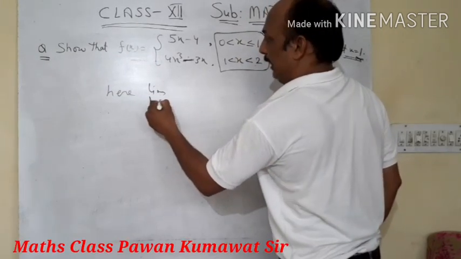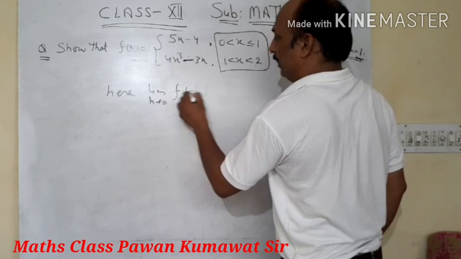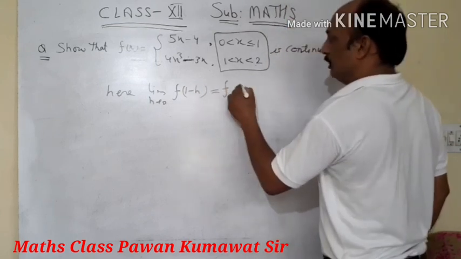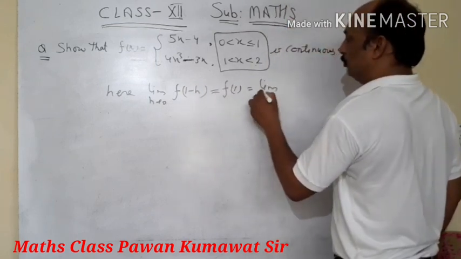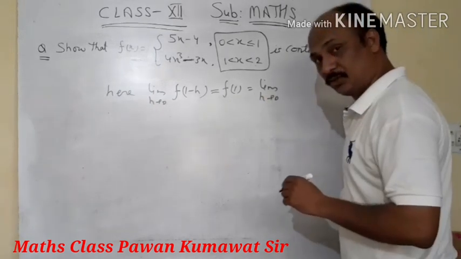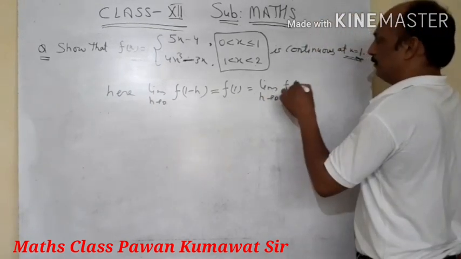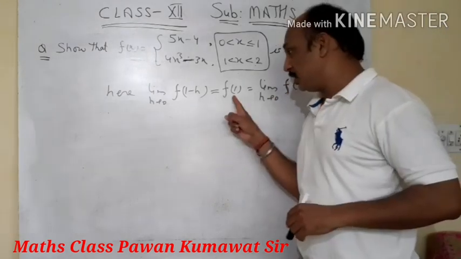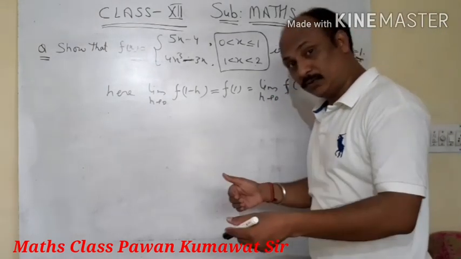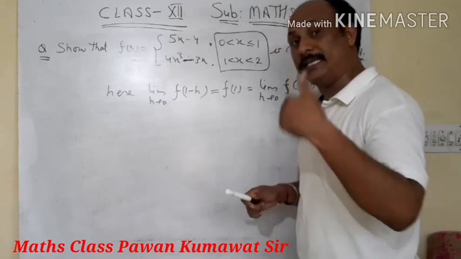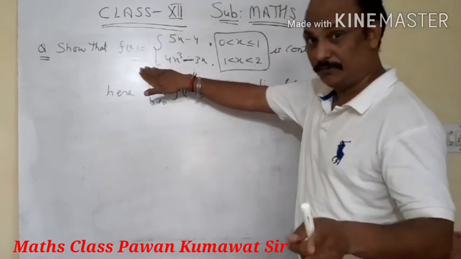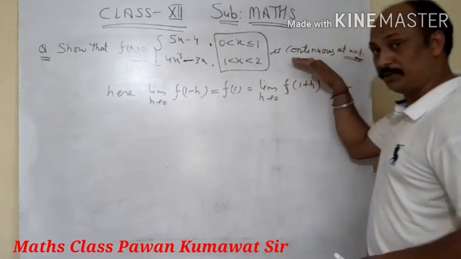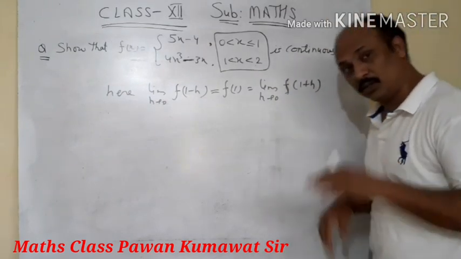Here, limit h tends to 0 f(1 minus h) is equal to f(1) is equal to limit h tends to 0 f(1 plus h). These three conditions are equal. That's why we can say this given function is continuous at x is equal to 1.